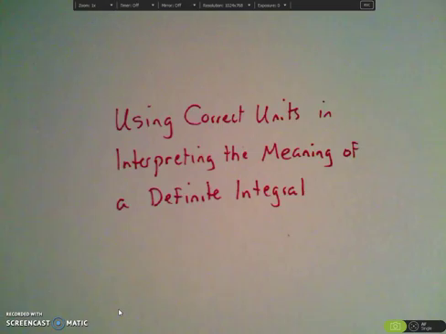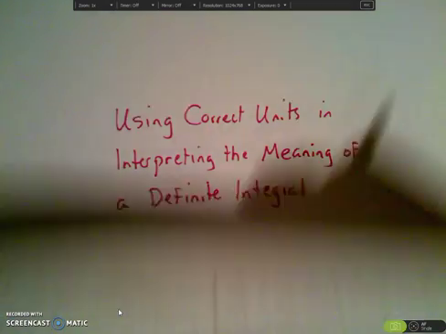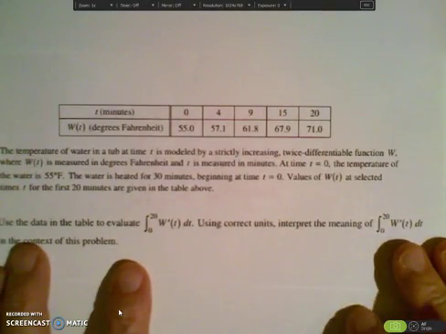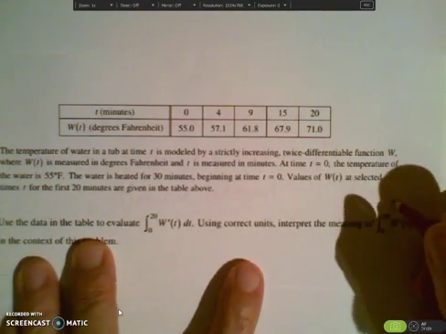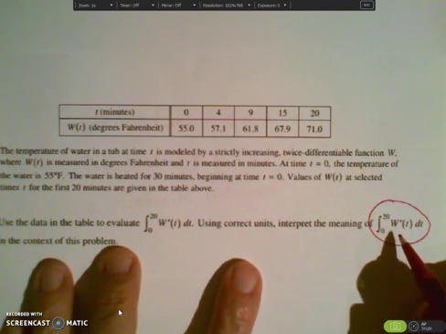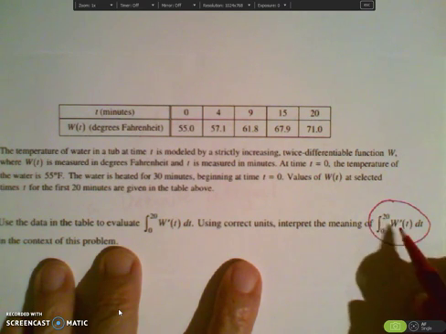Okay. In our next example, the information is given to us in the form of a table. And then the integral that we're interested in interpreting is right here. We need to attach some units to these different parts. So right here, w prime, notice that's a derivative. It's a rate, and so I need rate type of units here.